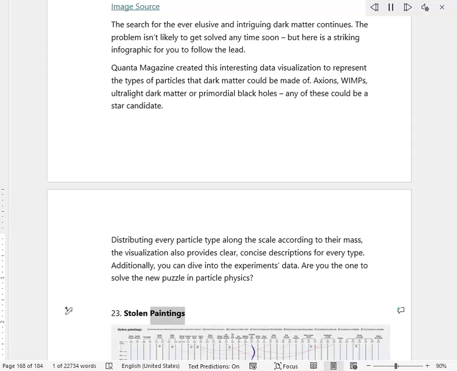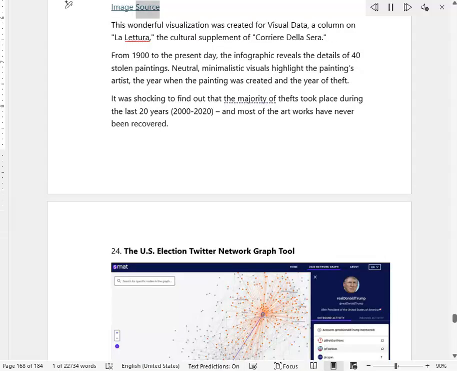23. Stolen paintings. Image source. This wonderful visualization was created for Visual Data, a column on La Lettera, the cultural supplement of Corriere della Sera. From 1900 to the present day, the infographic reveals the details of 40 stolen paintings. Neutral, minimalistic visuals highlight the painting's artist, the year when the painting was created, and the year of theft.